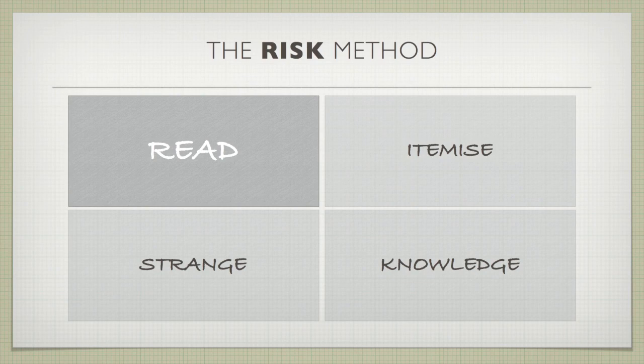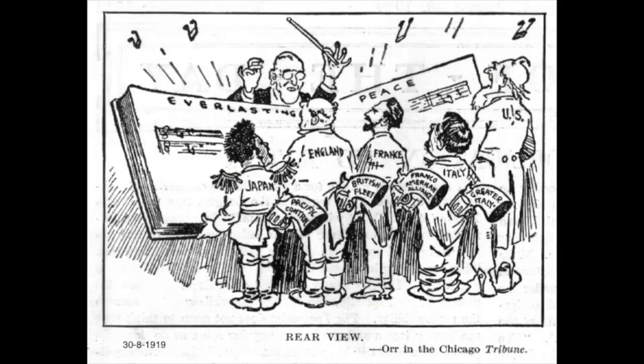Step 1 is Read. Read what's inside the cartoon and any caption it may have. The caption might give a date, which can help you understand the topic. The name of the source, like a newspaper, can help you work out the attitude of the artist. For example, a cartoon from an English newspaper is likely to be anti-German. Let's read Rear View together.